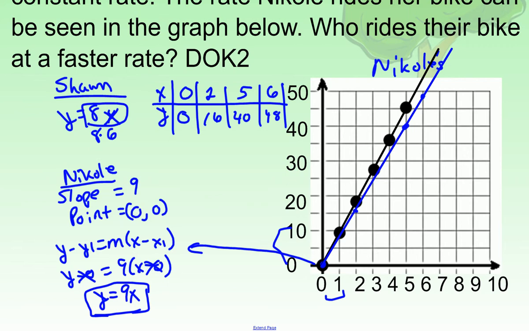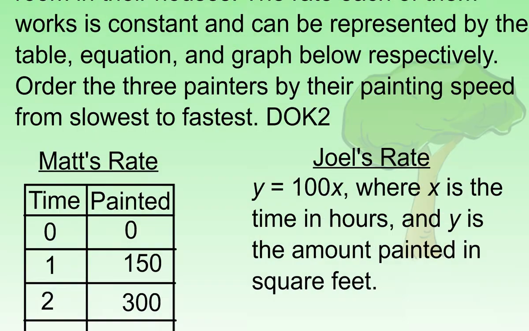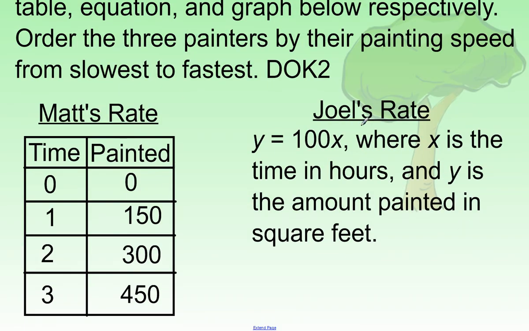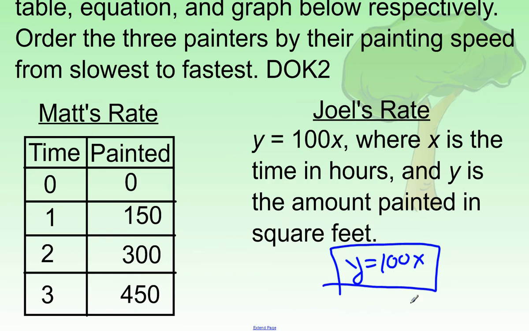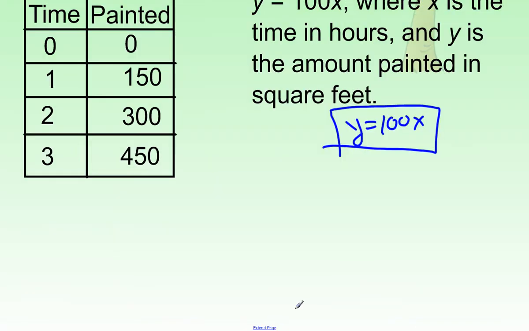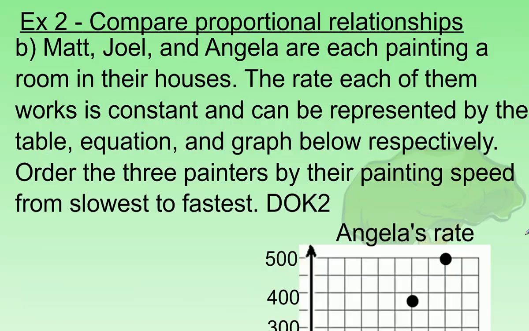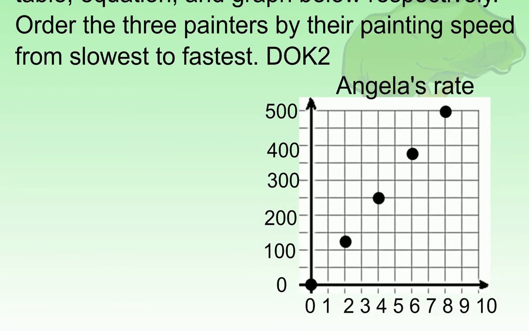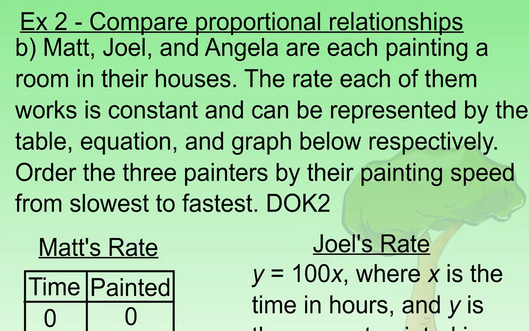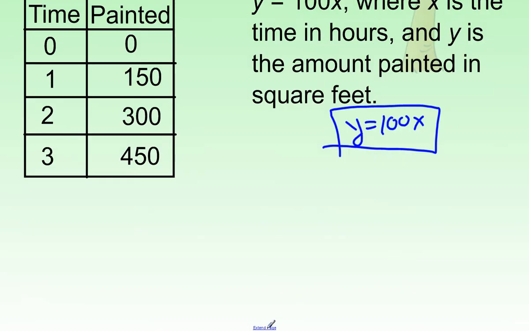So I'm going to change each of them into an equation. Joel's here is already done. Y equals 100x. That is his equation. Okay, so if I can change Matt's rate into an equation and Angela's rate into an equation, I'll be done, and then I'll be able to figure out whose is faster.